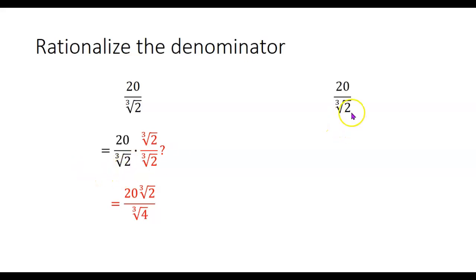We want to take 2 under the cube root sign and multiply it by something else so that we end up with the cube root of a perfect cube. You remember what numbers are perfect cubes? Well, 1 cubed is 1. 2 cubed is 8. 2 times 4 would give us 8. So if we take this cube root of 2 and multiply it by the cube root of 4, we do get the cube root of 8, which would just be 2.